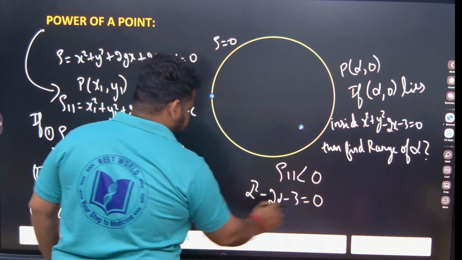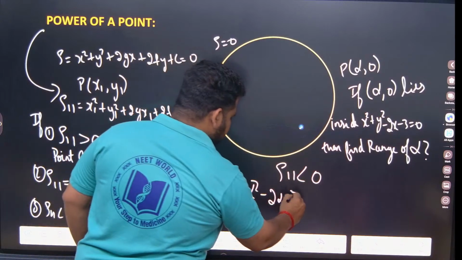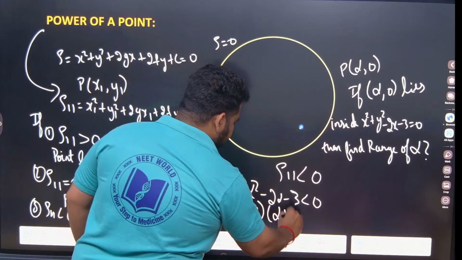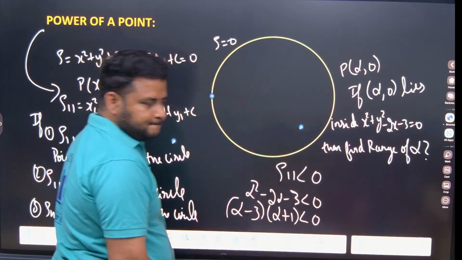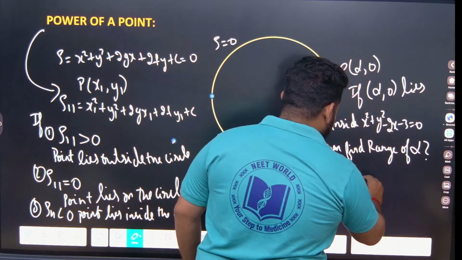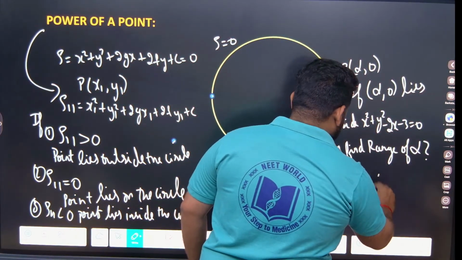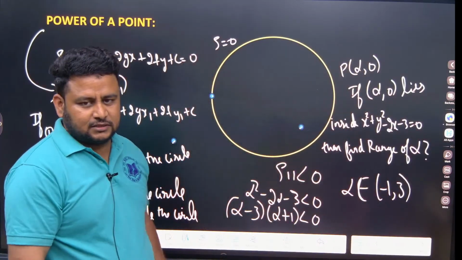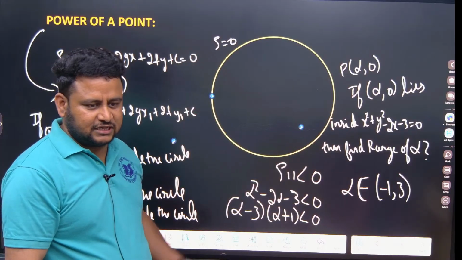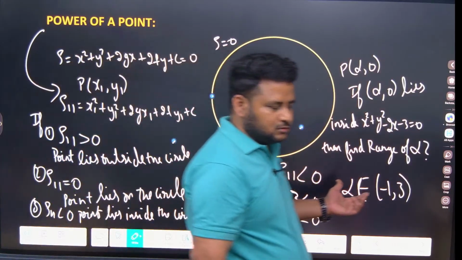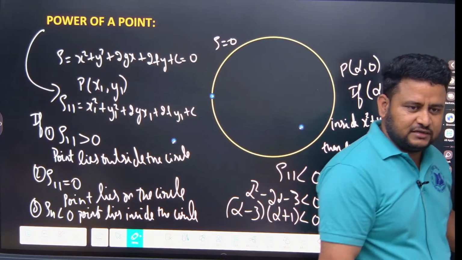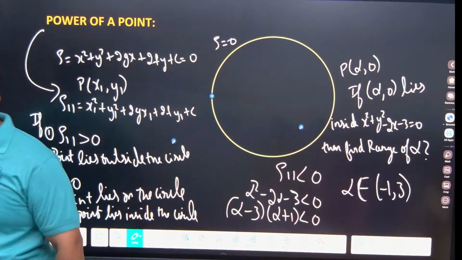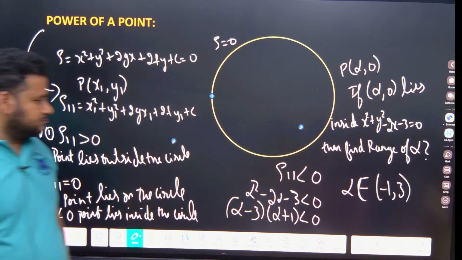So we will get alpha belongs to (minus 1, 3). That is the range of alpha. This is how you will find it out. Like this they will ask the question. If the point is inside, you should take S11 is less than 0. Clear? Understood this one? Rohan, Sai Nishit, Vinay, got it? Okay, next one.